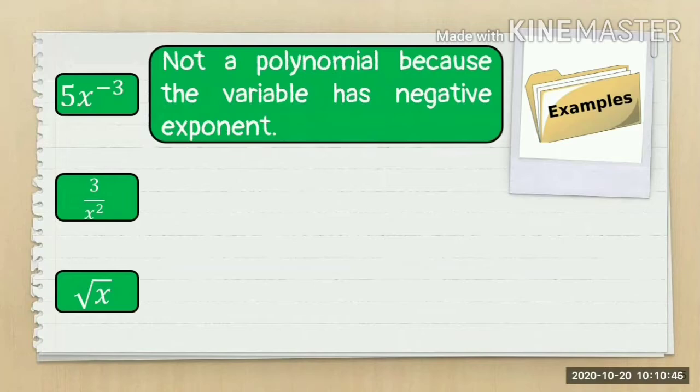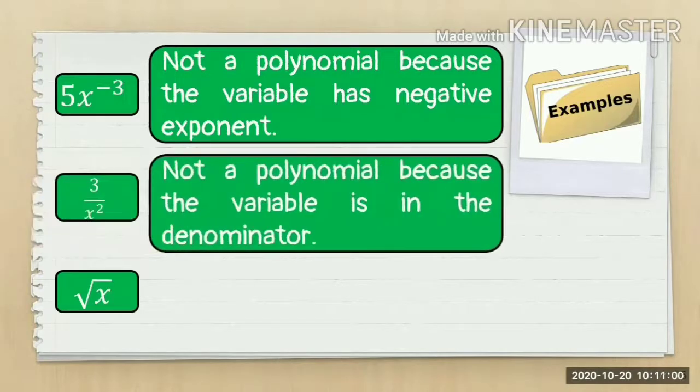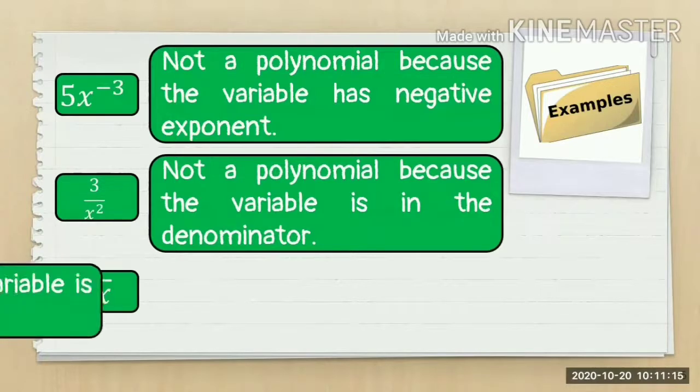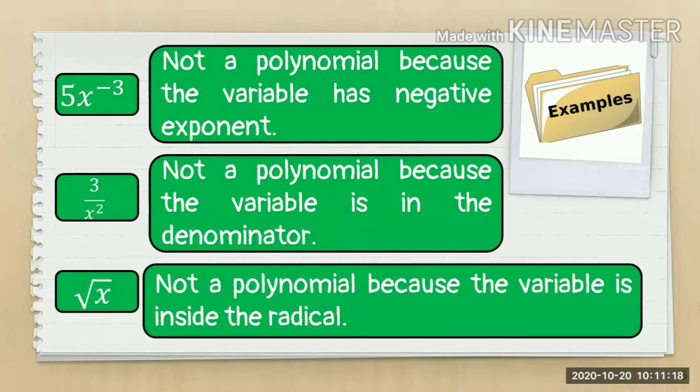Okay, so the first one, 5x raised to negative 3, is not a polynomial because the variable has a negative exponent. Kasi sabi nga po natin kanina, ang isang polynomial function ay hindi pwedeng magkaroon ng negative exponent. The next example, we also have 3 over x squared. So, hindi rin siya polynomial because the variable is in the denominator. So, again, sa polynomial function, hindi po tayo pwedeng magkaroon ng variable sa ating denominator. And last one, square root of x, is also not a polynomial since the variable is inside the radical. So kapag ang variable again ay nasa loob ng radical, hindi natin siya pwedeng i-consider as polynomial function.